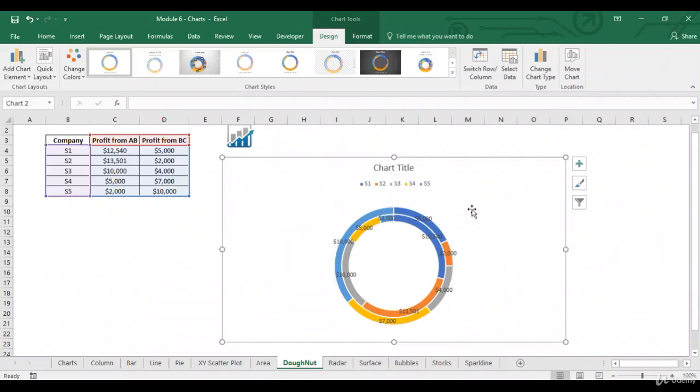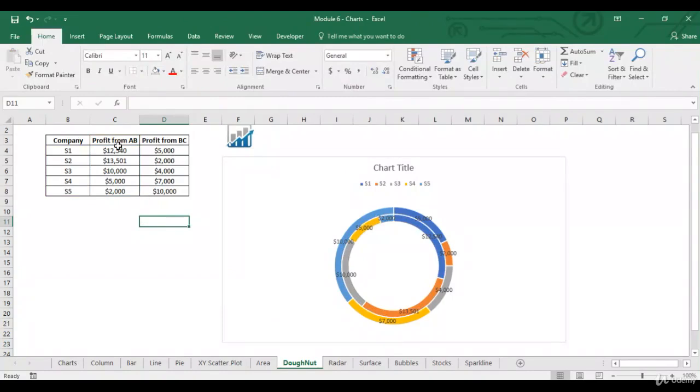So over here, what it is showing me is that for company S1, profit from BC was $5,000, whereas profit from AB was $12,540. If you look at it, $5,000 as a contribution to the outer pie is small, whereas the contribution of $12,540 from the inner pie is quite significant.